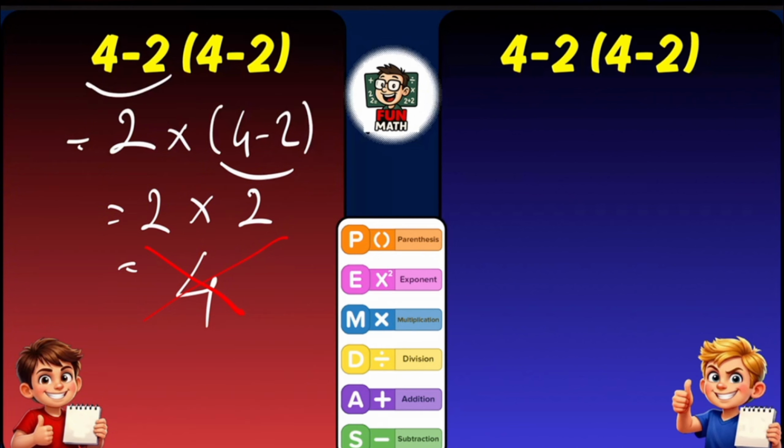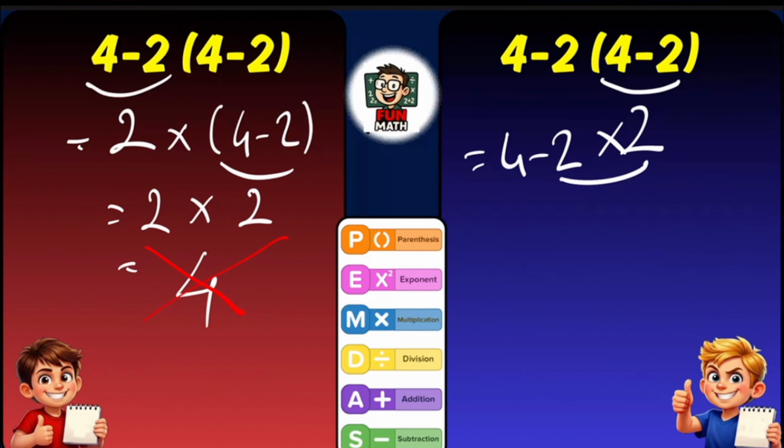First parenthesis, 4 minus 2 equals 2. Now subtraction and multiplication. First multiplication, 2 times 2 equals 4. Finally subtraction, 4 minus 4 equals 0. The correct answer will be 0.